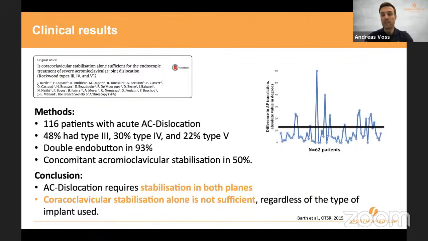And also the clinical results show that we have to add the AC cerclage, because in this study from 116 patients, which has been done by the French group, they saw that the AC dislocation requires stabilization in both planes, and the coracoid stabilization alone is not sufficient, regardless of the type of implant used in this study. So this also underlines the clinical importance of addressing the AC capsule.